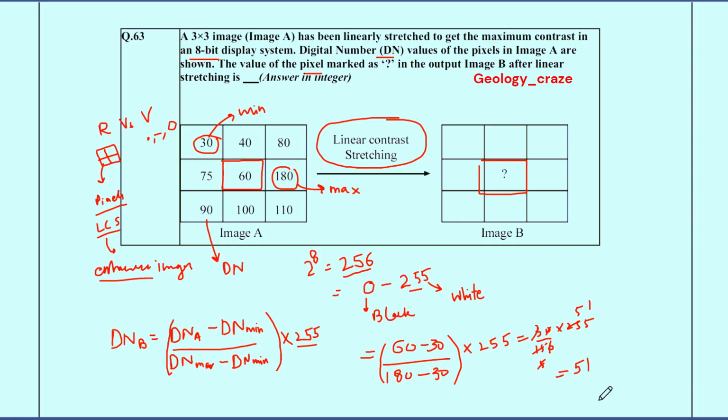So we transformed our image from this pixel to this pixel. In a similar way, all the values get changed. Hope you learned something from this video, and try to answer the other question using this.